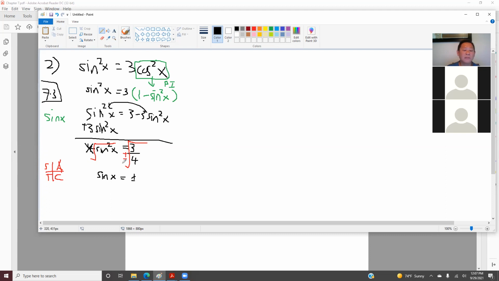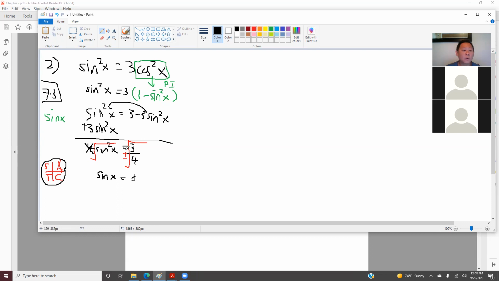If you have plus and minuses, it affects what? All 4 quadrants. That means that you will have 4 answers here. 2 of them are positive and 2 of them are negative. So that's why a lot of students forget to put plus and minuses. They only give me 2 answers. Actually, you have 4 answers in this case.